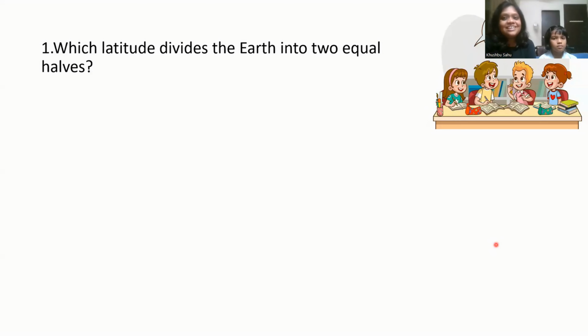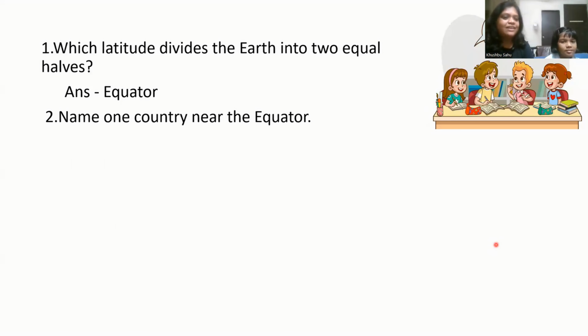Now, this is the time for the brainstorming. So, first question: which latitude divides the earth into two equal halves? Advika, what do you think? The equator divides the earth into two equal halves. So Advika is saying that the equator divides the earth into two equal halves. Let's see what the correct answer is. Wow, Advika, very good.